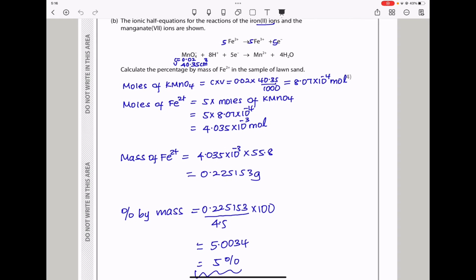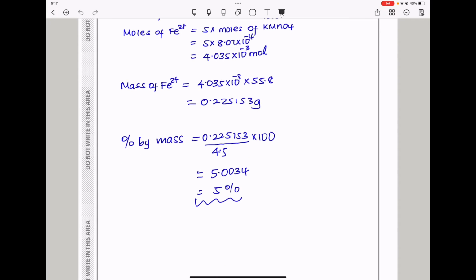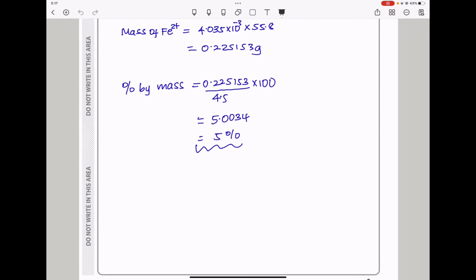Now the mass of iron is going to be the number of moles times the atomic mass, which is going to be that times 55.8, giving me that. So the percentage by mass is going to be this mass here divided by the original mass, which was 4.5, times 100, giving us that, and I rounded off to 5%. So that is the answer.